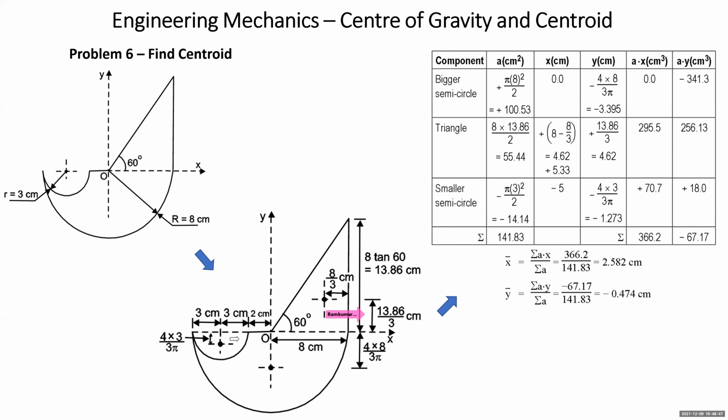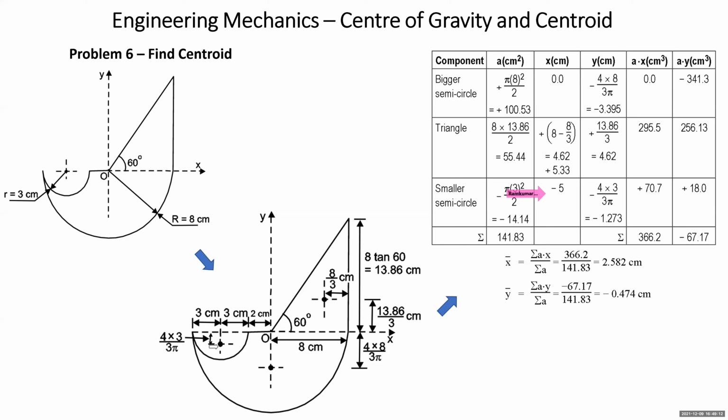Semicircle area will be minus since it is removed area, pi r square by 2, radius is 3 centimeter, so pi r square by 2. This is the centroid of the semicircle. This point is left of y-axis. Can you see that? This point, centroid of the smaller semicircle, is left of y-axis, so x coordinate is minus. What is the distance? It is left of y-axis by 5 centimeter, 2 plus 3. Minus 5 is x coordinate.